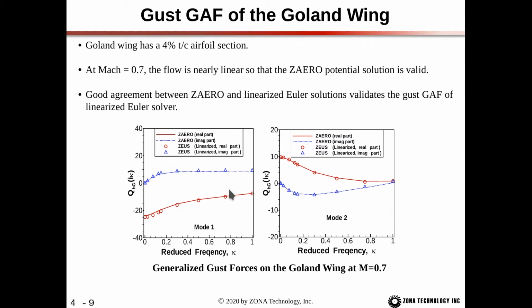The real part is red, and the imaginary part is blue. So you can see mode 1 as a function of reduced frequency from 0 to 1. We've got very good agreement. And then for mode 2, also we have very good agreement between ZEUS and ZEUS.